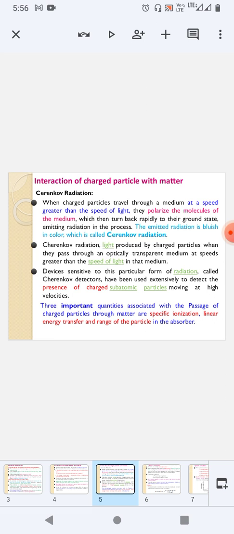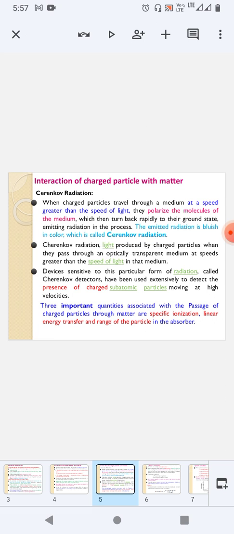Cherenkov radiation. When a charged particle travels through the medium at a speed greater than the speed of light in that medium, it can polarize the molecules in the medium, which then turn back rapidly to their ground state by emitting radiation. The emitted radiation is bluish in color. This is called Cherenkov radiation. It is the light produced by charged particles when they pass through an optically transparent medium at a speed greater than the speed of light in the medium. Devices which are sensitive to this form of radiation are called Cherenkov detectors and have been used extensively to detect the presence of charged atomic particles moving at near the speed of light.